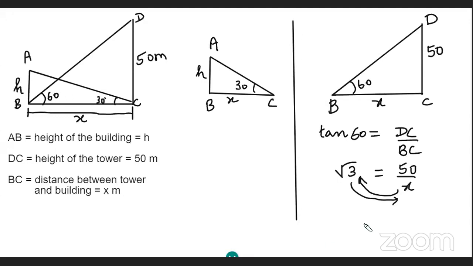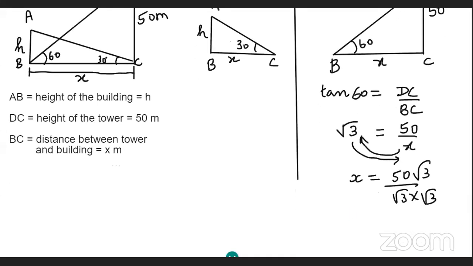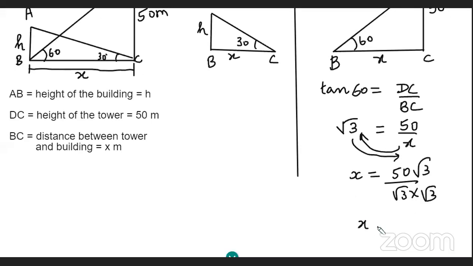Multiplied, divided, crossover. So x will go up and root 3 will be divided. I'm just switching over, meaning replacing the positions. Now root 3 is in the denominator, right? So we need to rationalize. So I'm going to get x equals 50 root 3 divided by 3.